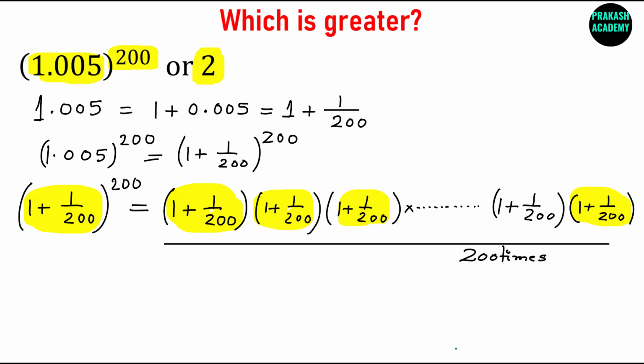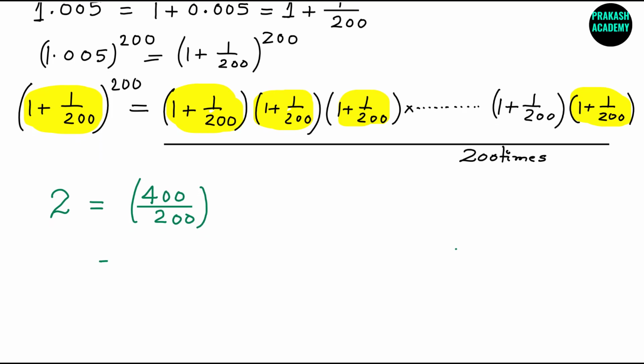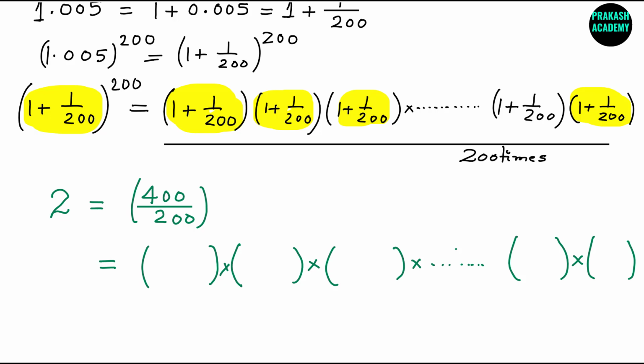Now let us consider the second number, that is 2. I want to convert 2 also into 200 terms. This means I should have an expansion so that 2 will also have 200 terms. So how can we do that? 2 can be written as 400 divided by 200. But this has only one term. I want to convert this into 200 terms. So I want to write this as a product of this into this into this, and this will go on, and the total number of terms should also be 200.